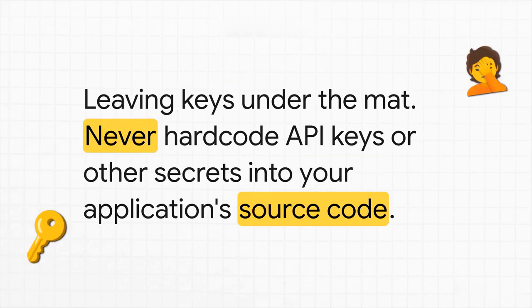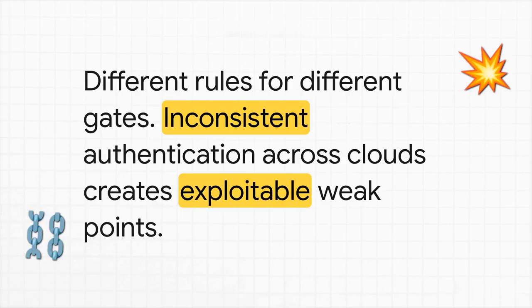Second, and it sounds obvious but you'd be shocked, stop leaving your keys under the doormat. Hard-coding API keys or passwords directly into your app's code is the first place an attacker is going to look. It's like putting up a giant welcome sign for them. Mistake number 3, having different rules for different gates. This goes right back to what we said about a unified kingdom. If your security is super tough in one cloud but kind of lazy in another, guess which one the attackers are going to target every single time.